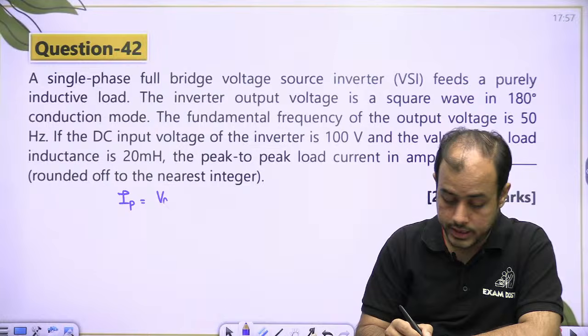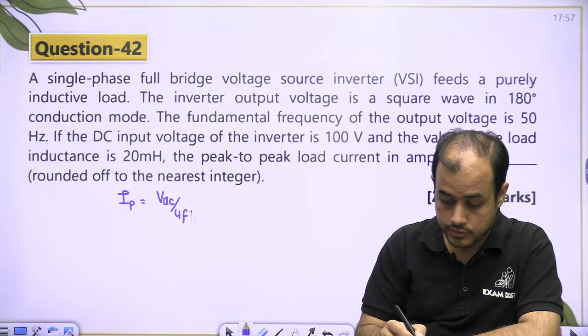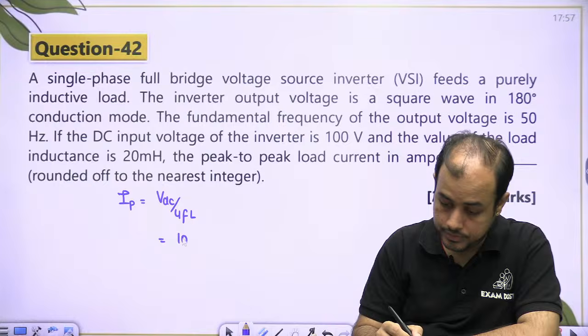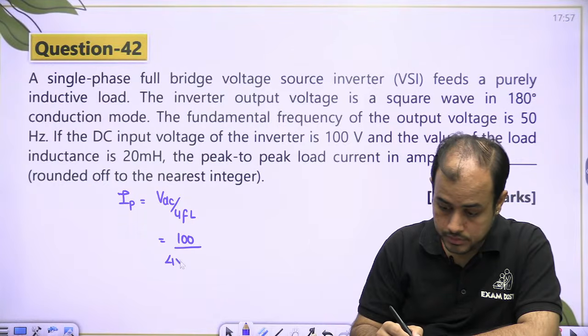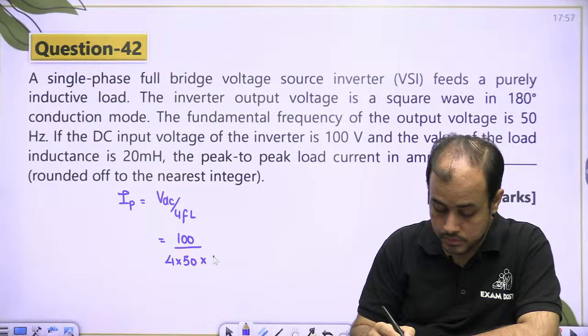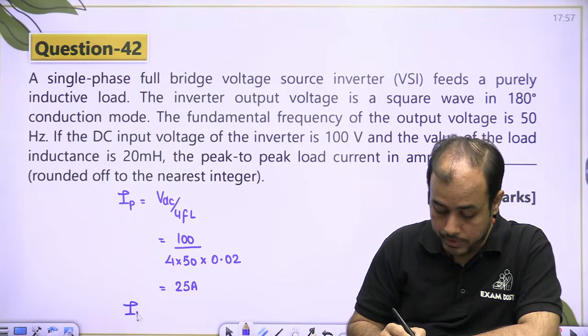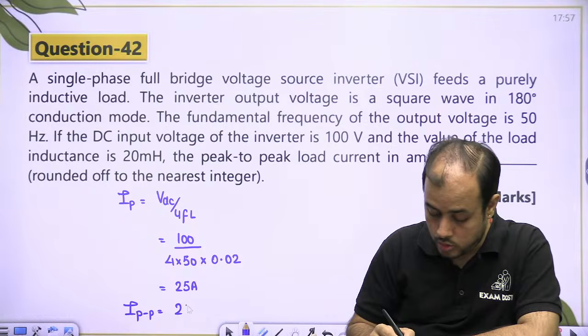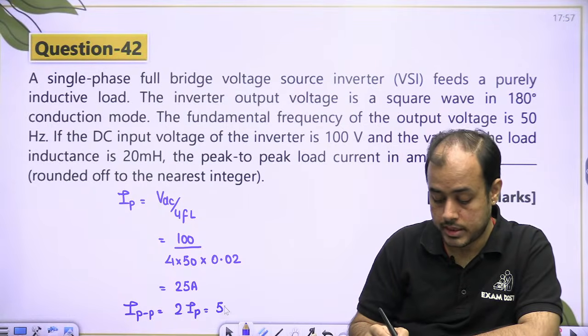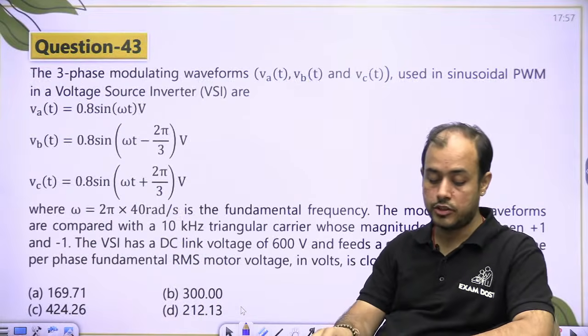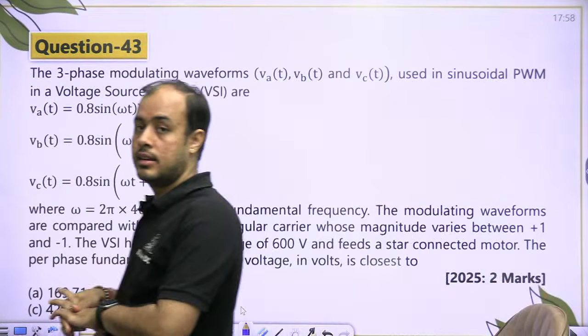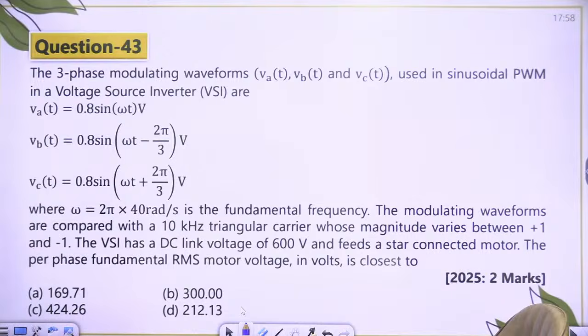So IP is VDC by 4FL. 200 425. Peak to peak will be 2IP. Very good. चलो, last question of PYQ. ये try कीजिए. Now I have told you beta how to deal with three phase sinusoidal PWM also. Then we will discuss assignments.